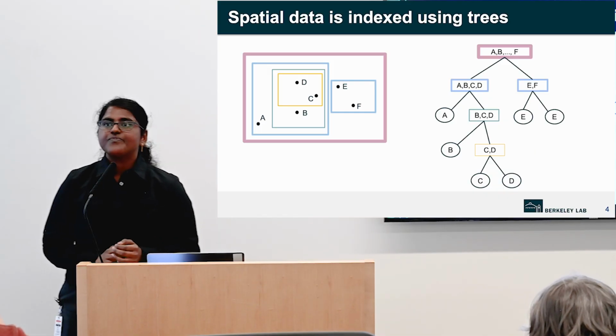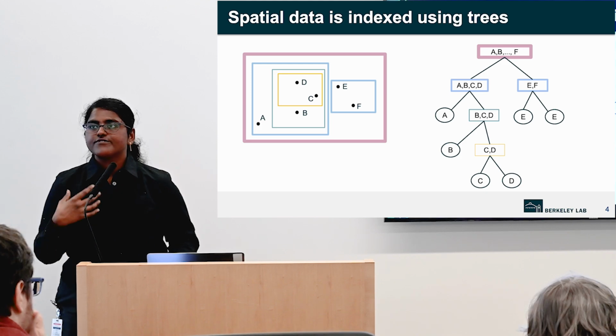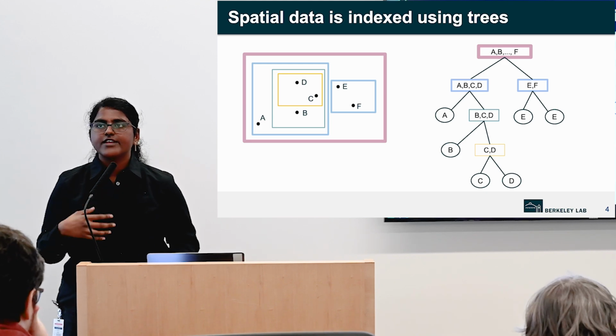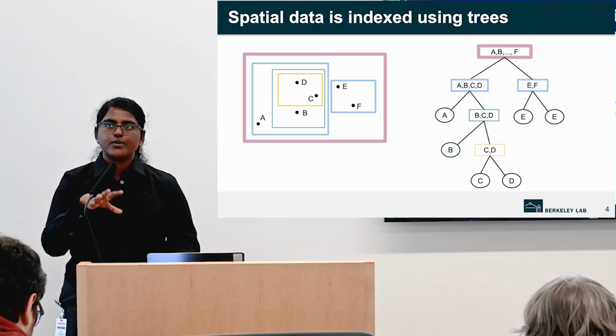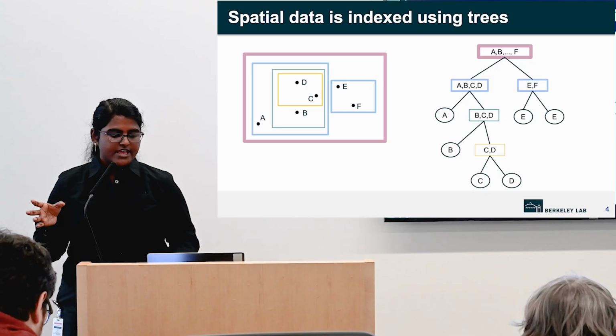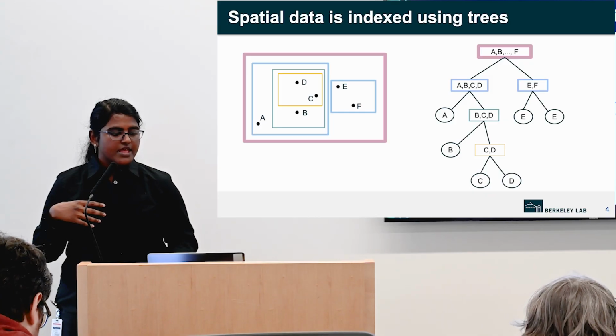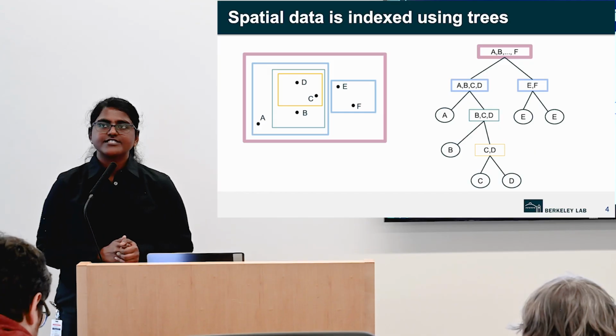So let's say you want to run this query. You start the traversal at the root of the tree and then keep exploring down the tree as long as the red query intersects with the node in the tree, and eventually the bottom nodes, the leaf nodes, would be the answer to your query.